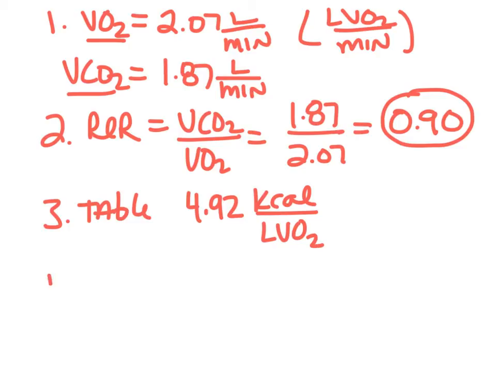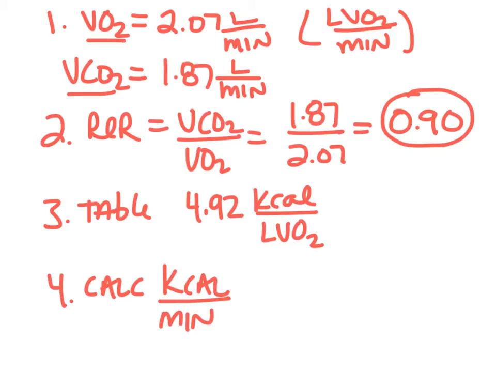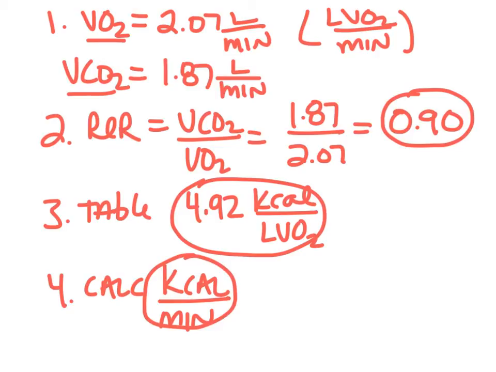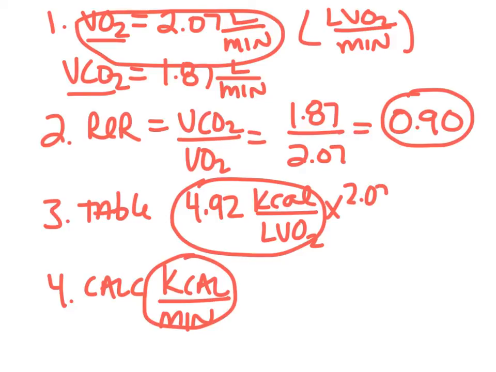Okay. Then the last step is to calculate caloric expenditure. Okay. Caloric expenditure is calories per minute. You're not there yet, right? We have calories per liter of oxygen. We need calories per minute. Okay. So all you do is very simple. You take the VO2, you multiply it by the caloric equivalent, okay. The liters of oxygen consumed are going to cancel.